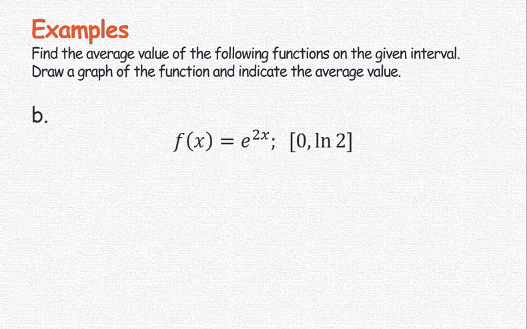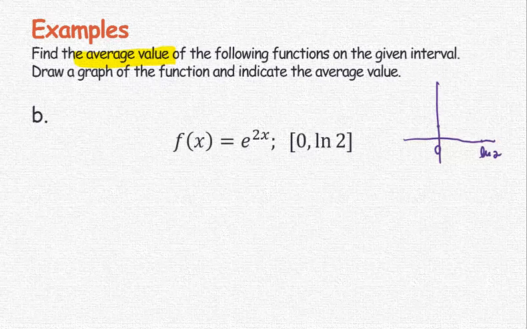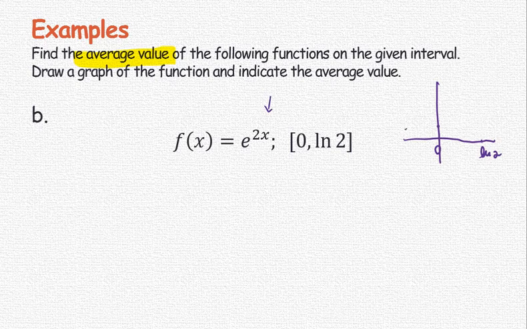The second example, we find the average value, key term again, average value for the following functions, and draw the graph if we want, okay, at the end. So for this example, f of x equals e to the power 2x, from 0 to natural log 2. For the exponential graph, it may be easier to sketch the graph at the beginning to see what's going on. From 0 to natural log 2, the exponential is an increasing graph because the base is greater than 1. Okay, I just sketch it.